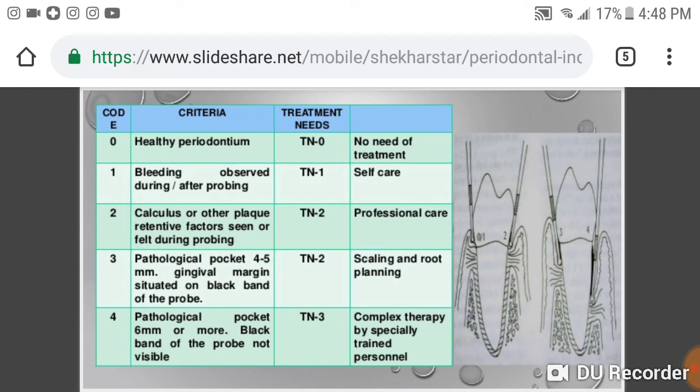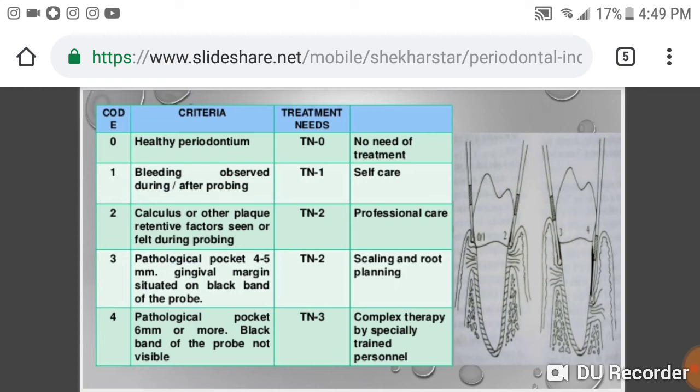For code 0, there's healthy periodontium, so the treatment need is 0, no need of treatment. Code 1, bleeding observed during or after probing. The treatment need is 1, and what is advised is self-care. Code 2, calculus or other plaque retentive factors seen or felt during probing. The treatment need is 2, professional care is needed.